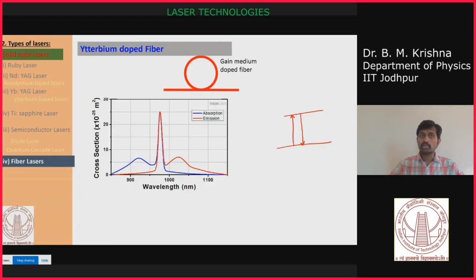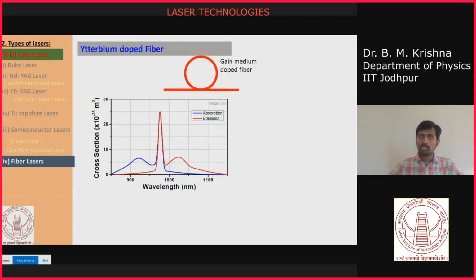Now what is the advantage of this kind of a system? The conversion efficiencies are more than 90%. Whenever you excite 100 electrons, 90% of the electrons will give photons. In the other case, it is much lower because of the non-radiative losses. But these ytterbium doped fibers, whenever you use them in laser systems, will give you very high power lasers. That is the advantage of these ytterbium doped fibers.